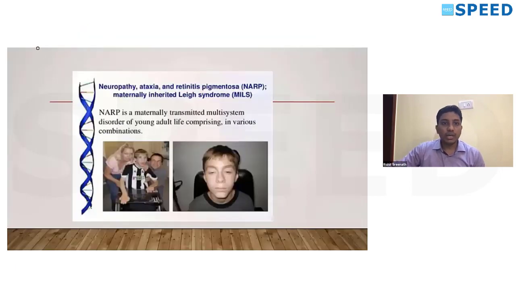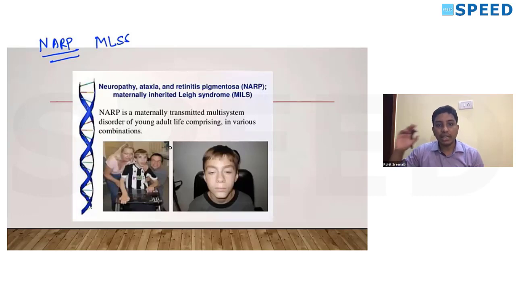Next is your NARP. NARP stands for neuropathy, ataxia along with retinitis pigmentosa. It is also known as maternally inherited Leigh syndrome. So it is maternally inherited. It is a multisystem disorder typically seen in young adults, and there is a varied presentation in these patients. Typically they'll have neuropathy, ataxia along with retinitis pigmentosa.